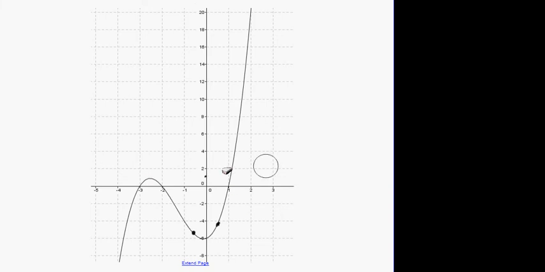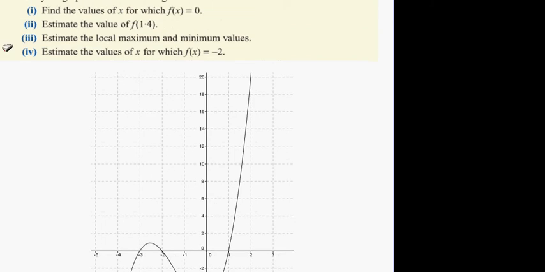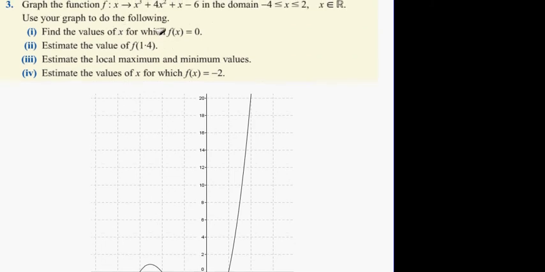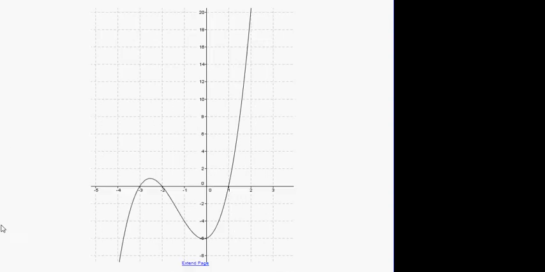Now, once most of you got this, we have to answer the question. Find the values for which f of x equals 0. When does your curve equal 0? What points does your curve equal 0 on? Yeah, where it hits the x-axis. x equals minus 3, x equals minus 2, and x equals 1.